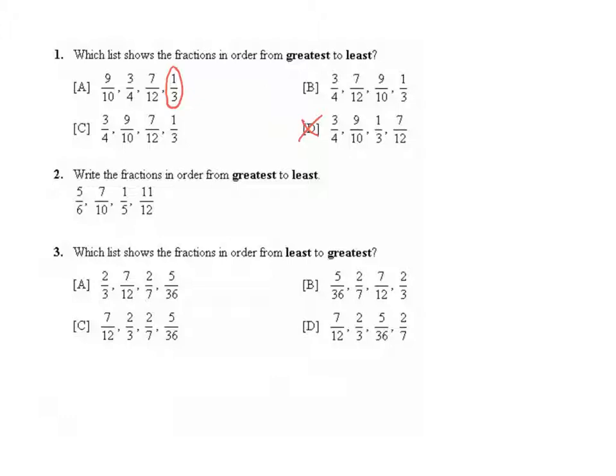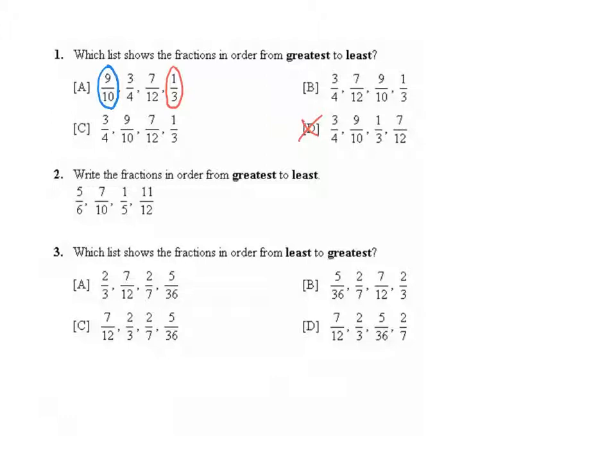The next fraction that stands out to me is 9/10. It's only missing one piece, and the piece that it's missing is a 1/10, which is a very small piece. The fraction right next to it in answer choice A, 3/4, is also missing one piece, but the piece it's missing is a fourth, and a fourth is a larger piece than a tenth. So that 3/4 is a larger piece away from being one whole. So 9/10 is our greatest fraction, and I didn't even mention 7/12.